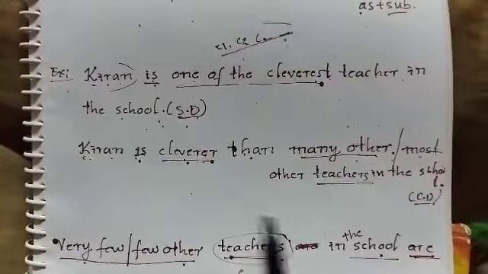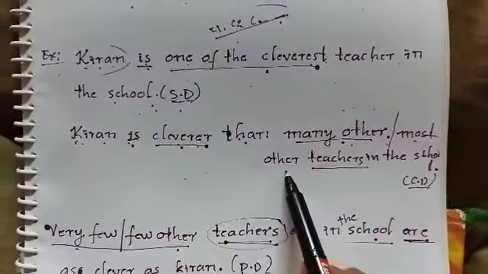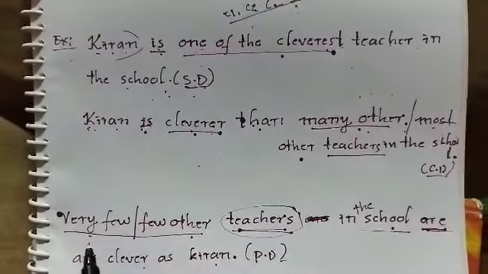Keywords, just remember the keywords. You have "one of the", it is one keyword. You have "many other" and "most other" in the comparative degree keyword. "Very few or few other" in model 3. So what is model 3 actually?